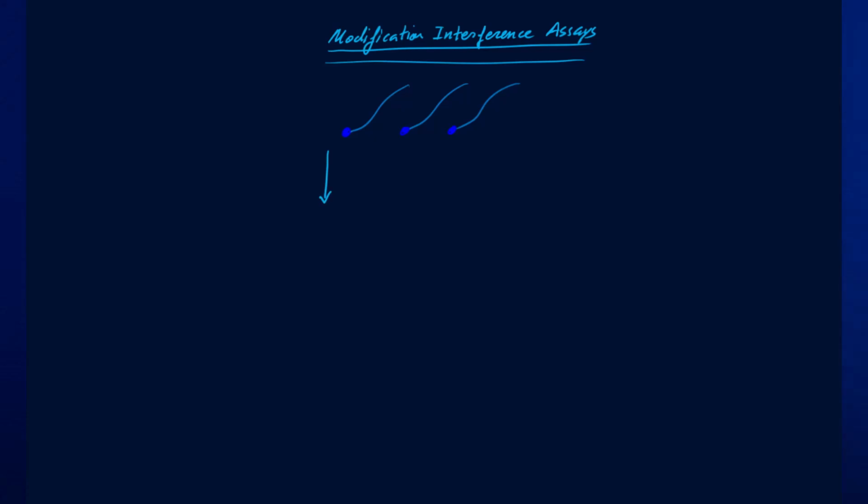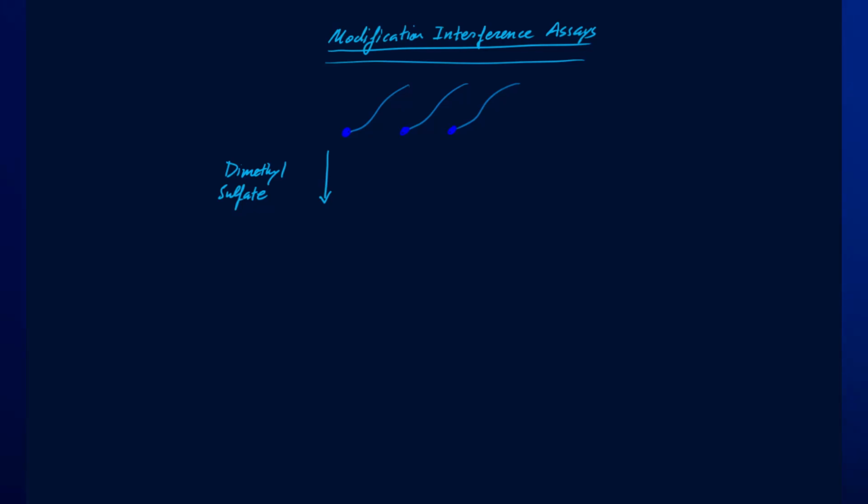We perform treatment with a substance like dimethyl sulfate. And what dimethyl sulfate does is that it methylates. It attaches methyl groups to guanine nucleotides. So what it will do is attach methyl groups to guanine nucleotides.